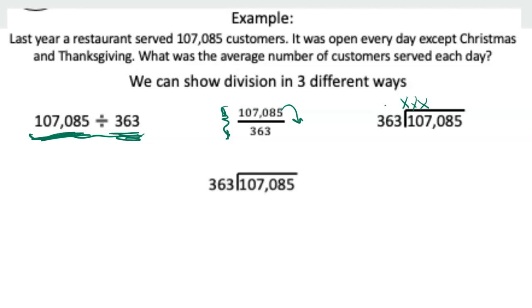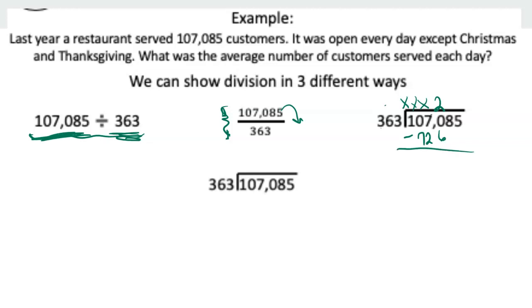In this case, if I wasn't sure, I would actually have to just start doing 363 times 3 and see what that is, or times 4 and see what that is, until I can get as close as possible without going over. Okay, because I've already done this problem, I know it only goes in 2 times without going over. And 363 times 2 is 726. So I want to subtract that amount.